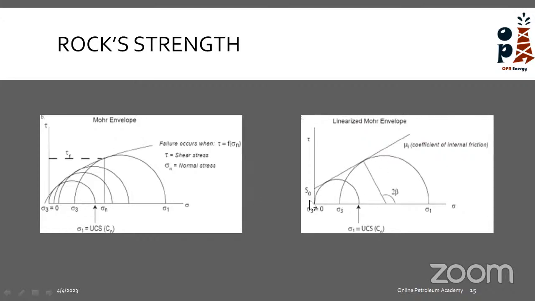For simplification, to decrease the number of tests, the number of cores or plugs used in the lab, we can do two tests. The first is the UCS, or uniaxial compressive strength test, when sigma 3 is 0 and the rock will fail at sigma 1, which is the UCS. In another test we apply a confining stress, say 1000 psi, and measure sigma 1. Then we can draw a straight line, and it will intercept the y-axis at what we call cohesion, sigma naught, or S naught. And the slope of this line is called the coefficient of internal friction.